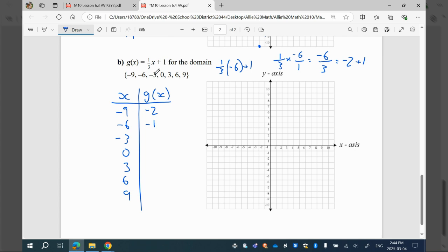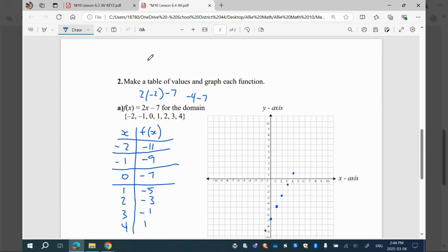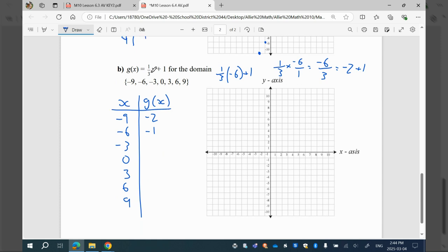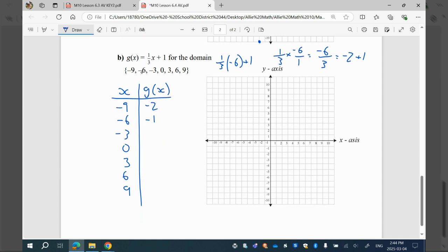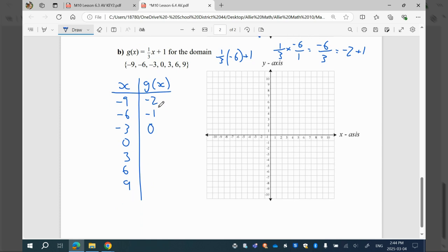And our next one, if we input -3, a third of -3 is -1. -1 plus 1 is 0. And now it just looks like we're going up by 1 each time. Looks like we're going +1, +1. So I'm going to say this is 1, 2, 3, 4. Looks like that makes sense. If we input 0 in for x, g of x equals 1.